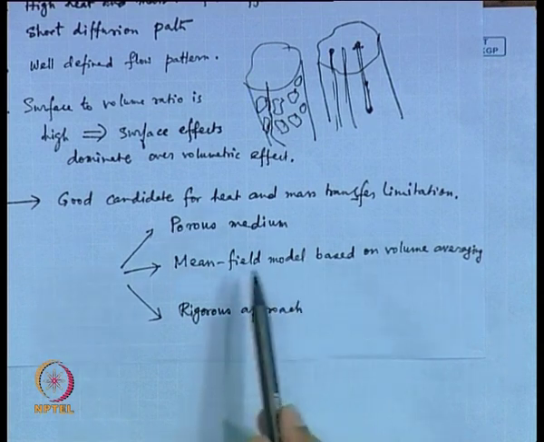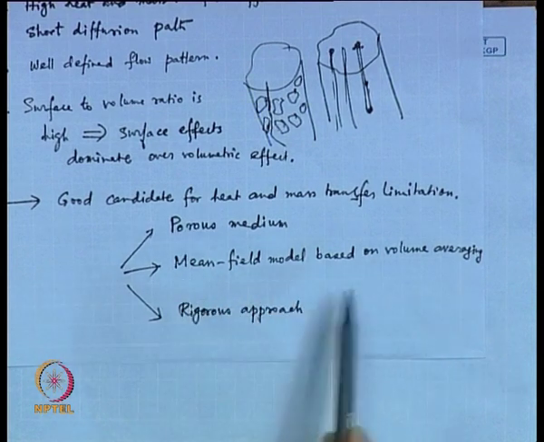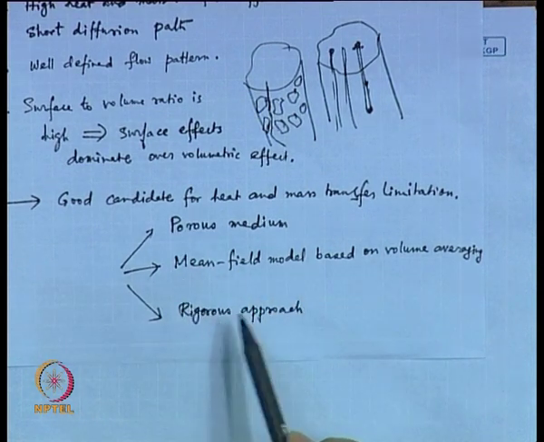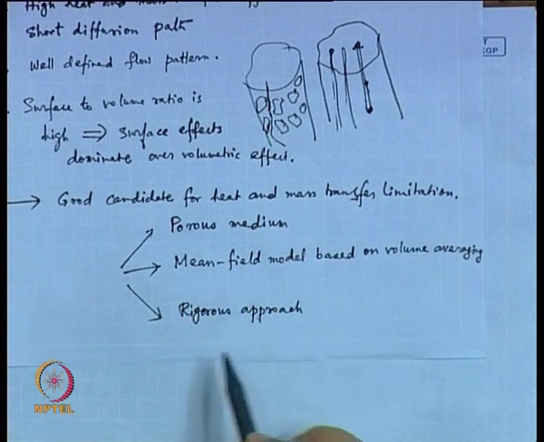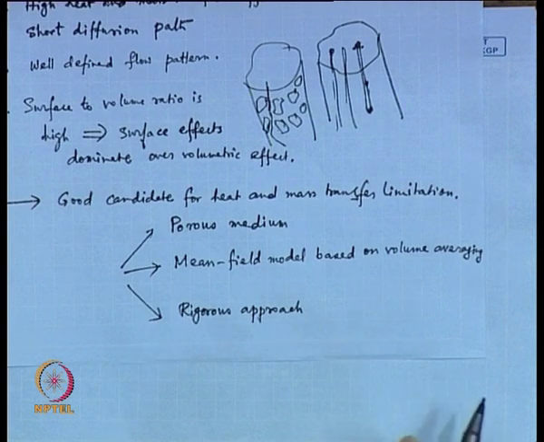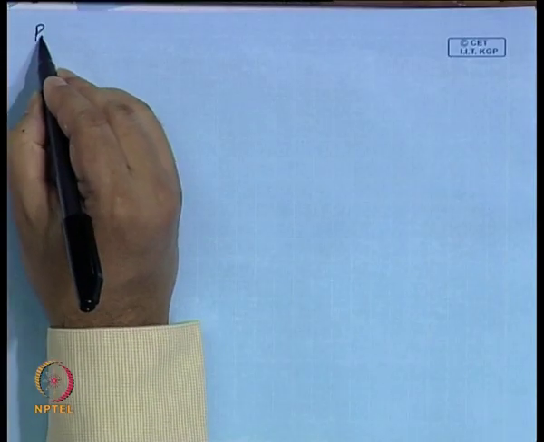The second is somewhat complicated, but it still makes some assumptions, and the third one is the rigorous approach, which you should be doing, treating the 2 fluids and solving Navier-Stokes and heat balance and mass balance equations over a differential element, the way we do it for a standard reactive flow problem. Now, what is this porous medium model?